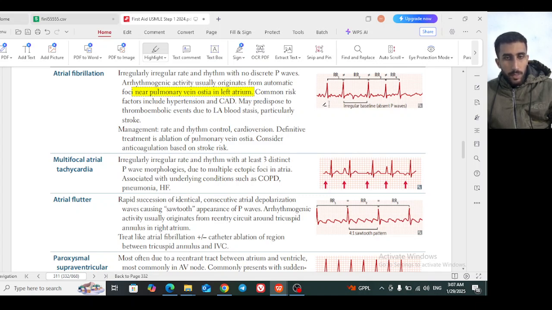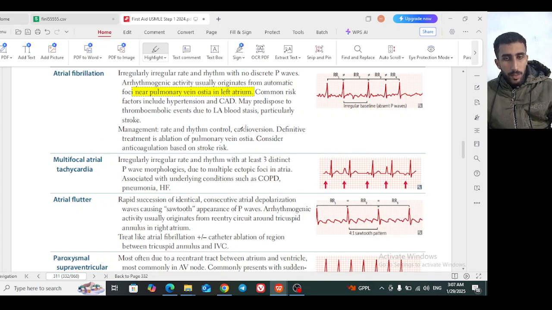These things may predispose you to atrial fibrillation, and atrial fibrillation itself may predispose you to thromboembolic events. There is stasis of blood in the left atrium, and an embolus may form in the left atrium and go on to cause a stroke, mesenteric vascular occlusion, or AKI. These are the different complications of atrial fibrillation.